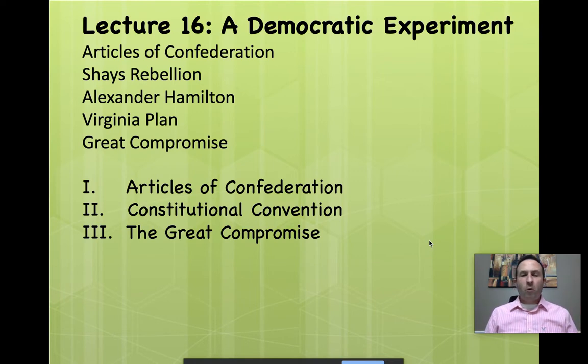Now, before we begin, as always, take a moment, hit pause on your screen, jot down the lecture outline, and pay particular attention to those keywords at the top. Make sure you can identify the who, what, where, when, and why, as well as be able to connect the words to each other and their larger historical significance. Now with that, let's begin.